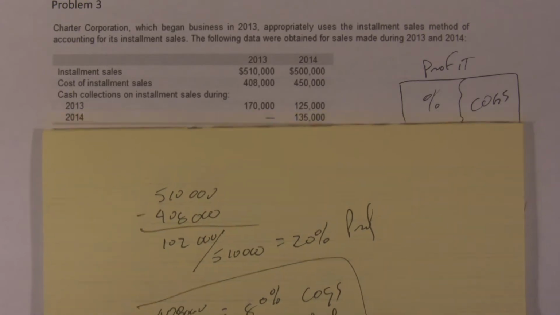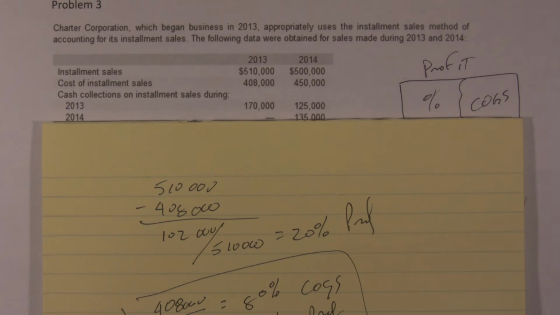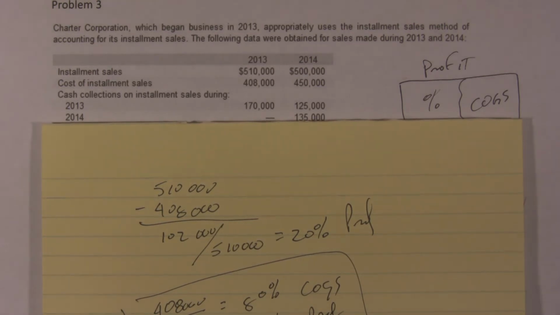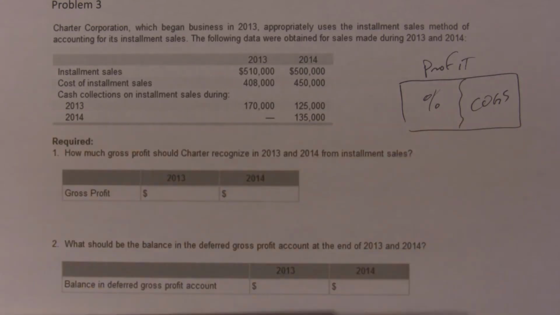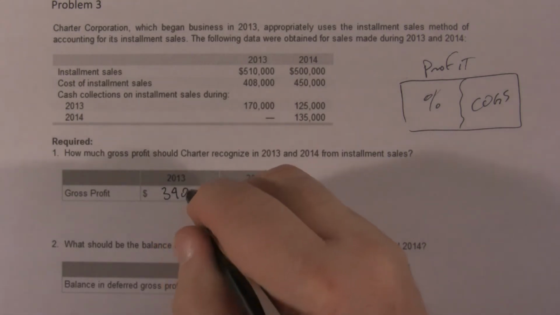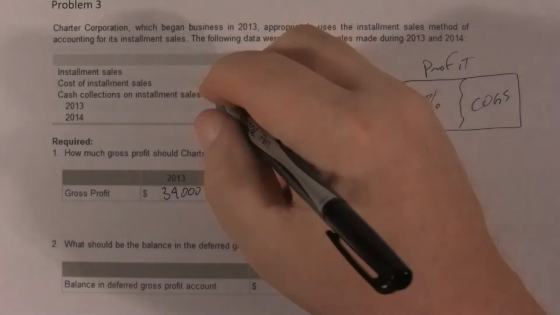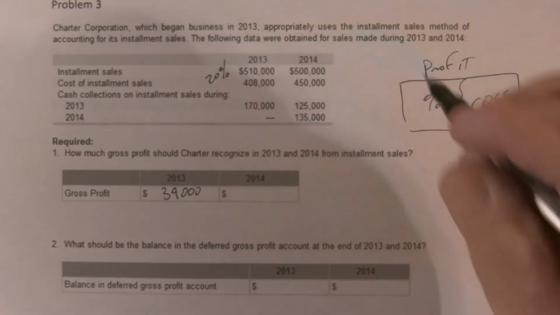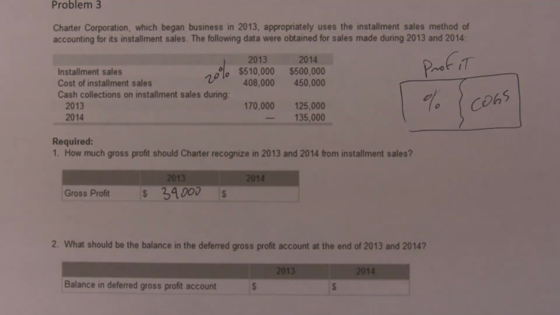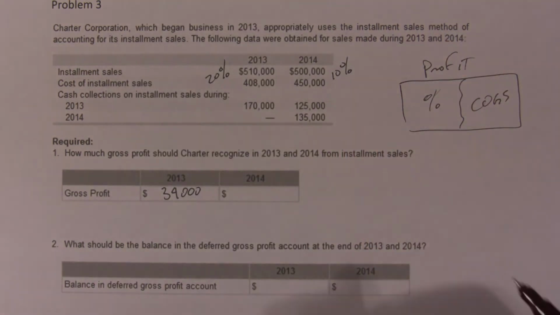So let's take a look at this. In 2013, we collected $170,000. In 2013, 20% of that is profit. So 20% of 170,000 is 34,000. That's our deferred profit in 2013. So we'll make a note over here. This is 20% profit. And then we'll do the same calculation over here, and we find that this is 10% profit.